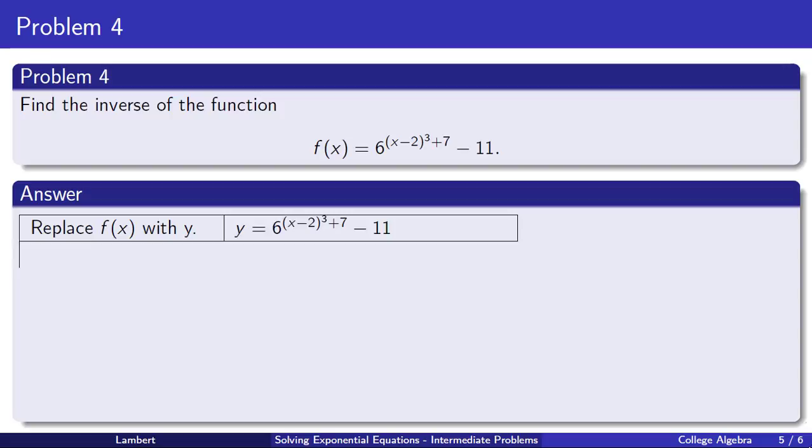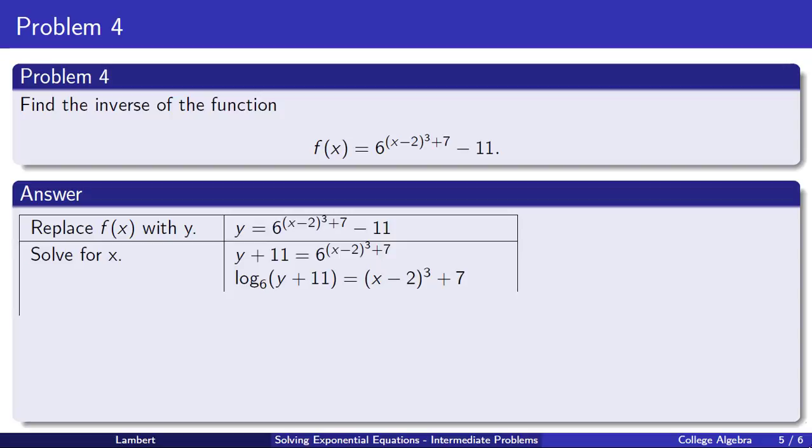Okay, so now next step, what we want to do after we have that y in there, we just solve for x. So first things first, we'll go y plus 11. So now we have everything on the right hand side is just a power of 6. So we can use the definition of the logarithms. So this is just rewritten as log base 6 of y plus 11 equals, and then whatever's in the exponent: the quantity x minus 2 cubed plus 7.